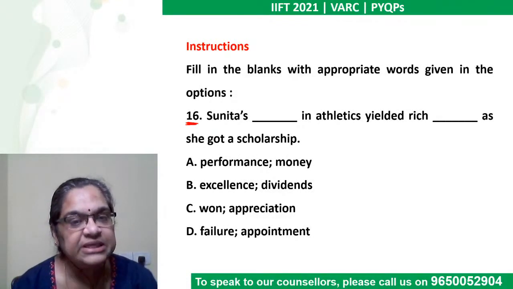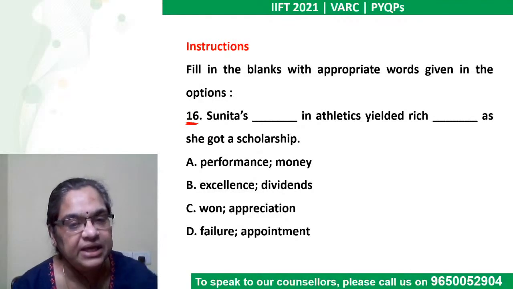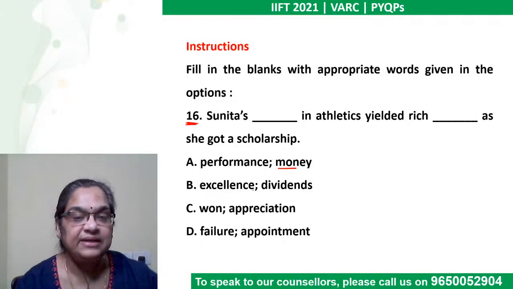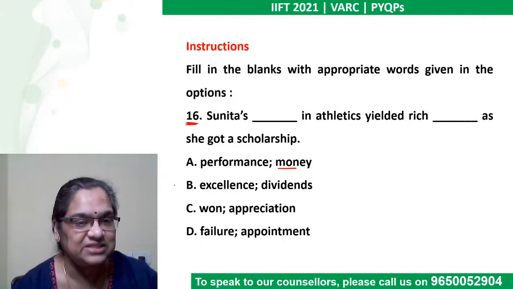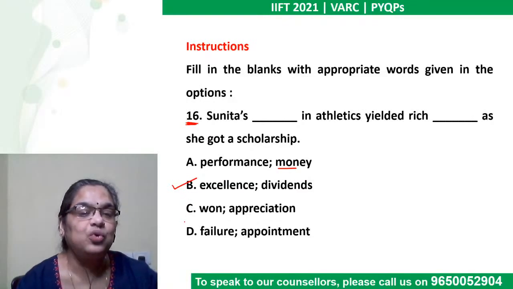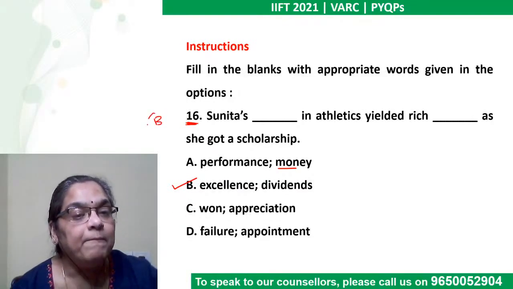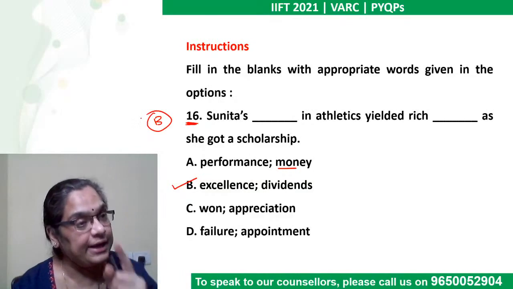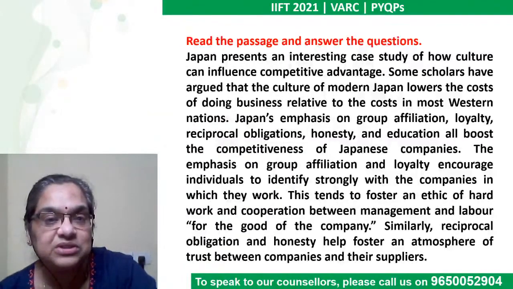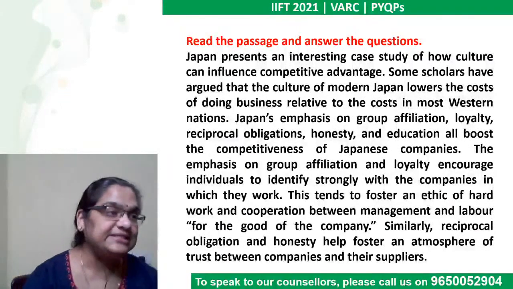Sunita's performance in athletics yielded rich money. Rich money, you don't say. Sunita's excellence in athletics yield rich dividends. Results, oh perfect. Therefore you don't even have to look at anything else, it's B. Most of the fill in the blanks are like this, so they are easy. I haven't done much fill in the blanks, because I thought y'all can easily do it.